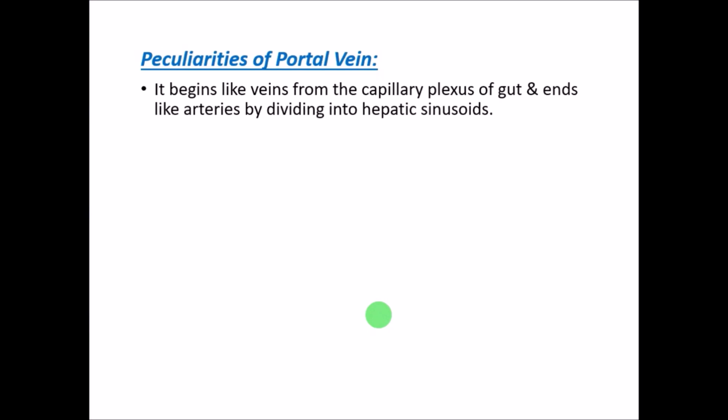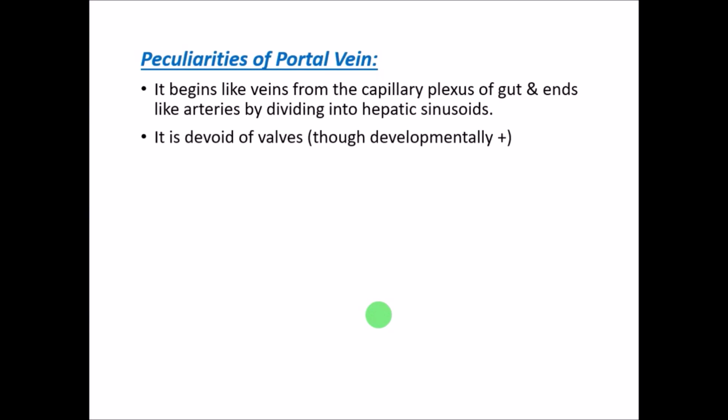If we see, the portal vein will give rise to branches. Usually they are tributaries, but in the case of the portal vein there are branches, and finally it ends by dividing into the hepatic sinusoids.